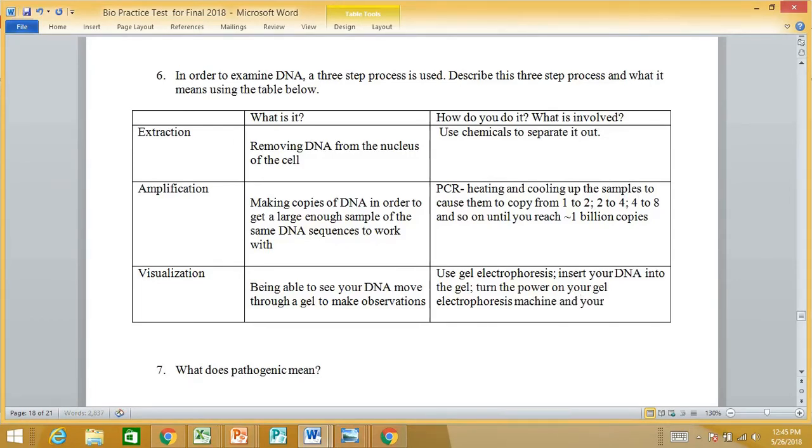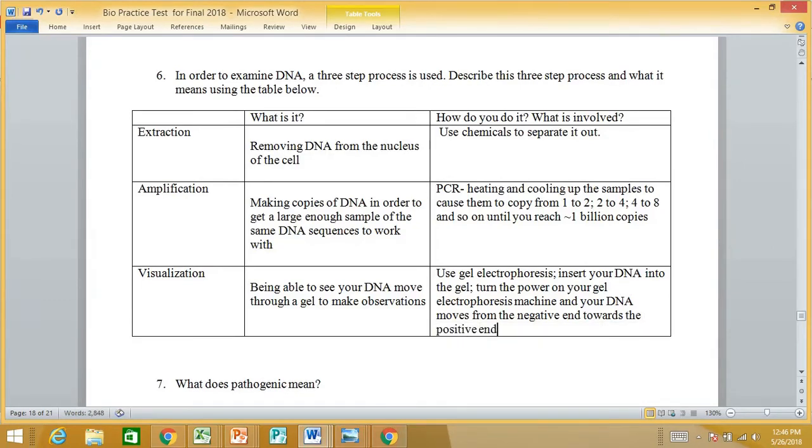And your DNA moves from the negative end towards the positive end, because your DNA is slightly negative. So it's going to go towards the positive, just like if you'd have a magnet and you have a positive and a negative, and they're going to attract. So the DNA is attracted to that positive end. And that's why you had to have the power on in order for it to move through the gel. Otherwise, it would just stay in those little wells where you put them in.